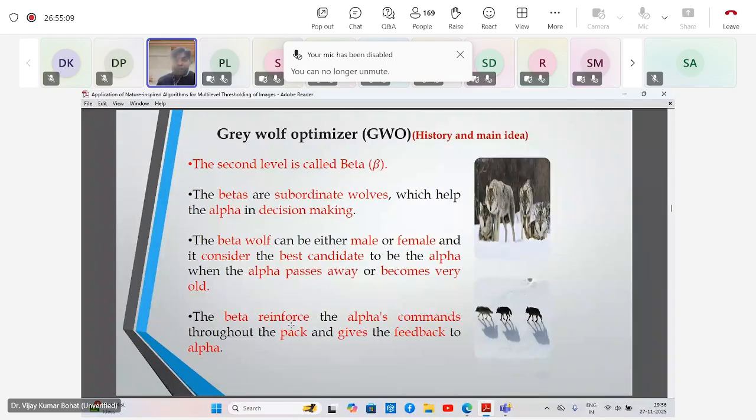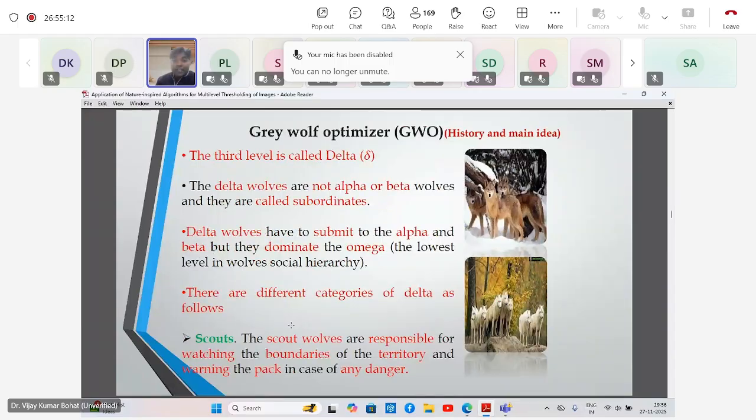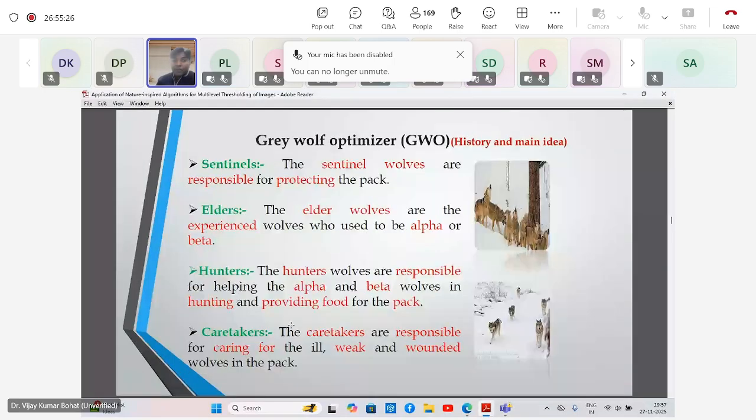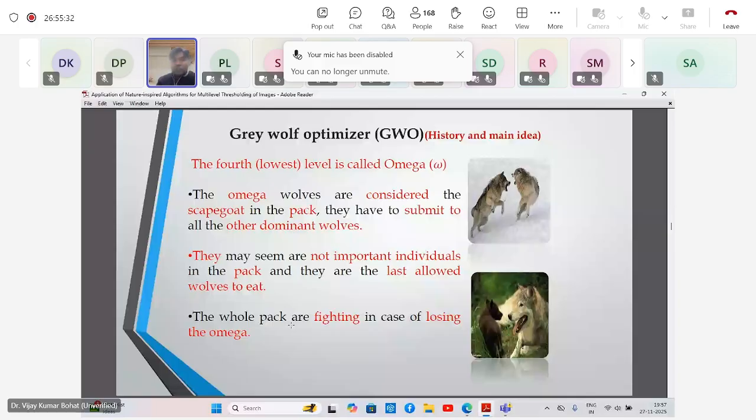The next is the delta wolf. The delta wolf is not a weak wolf in the category; it is third in the hierarchy and performs important duties like scouting, watching the boundaries of the territory, acting as sentinels, taking care of elders, hunting, and caring for the ill and the young. The fourth and lowest level is omega, which is the follower of all the wolves. But the quality of this grey wolf is that the pack does not want to lose the omega. The omega is not in the top three of the hierarchy, but it is an important part of the grey wolf pack's social hierarchy.